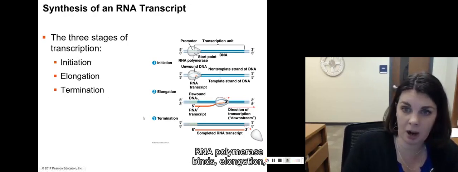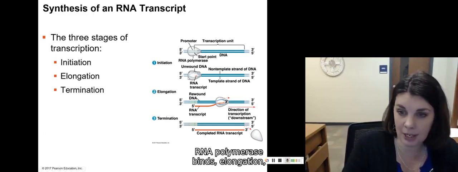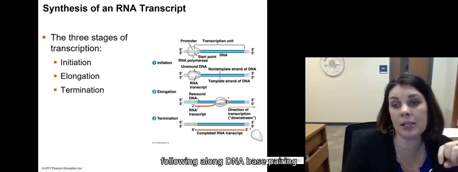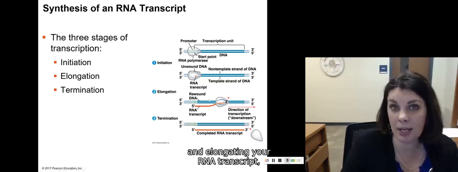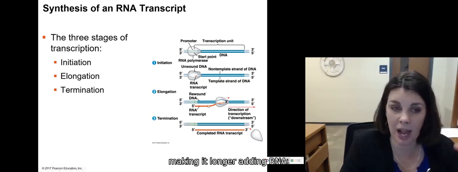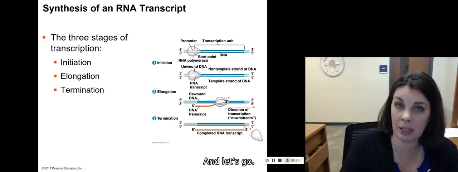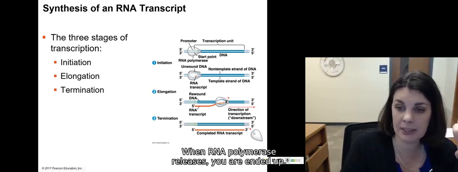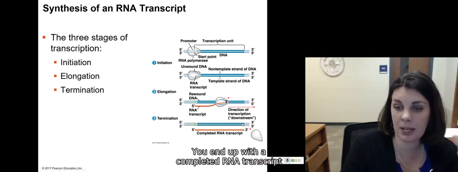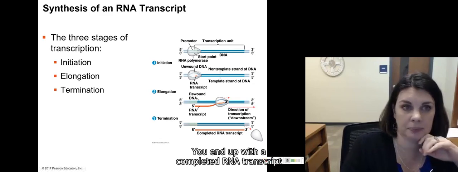There are three stages: initiation, where RNA polymerase binds; elongation, where it is going along, following along the DNA base pairing and elongating your RNA transcript, making it longer, adding RNA; and then termination, where it hits that termination sequence and lets go. When RNA polymerase releases, you end up with a completed RNA transcript.